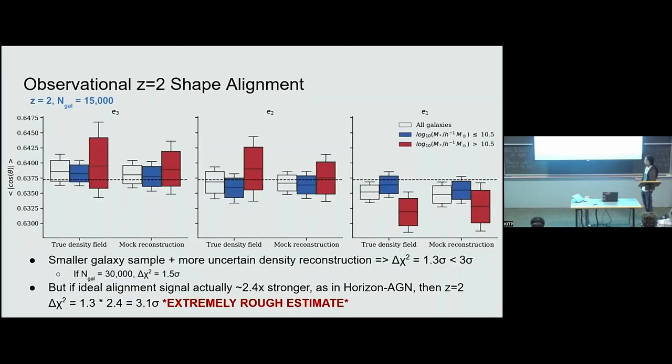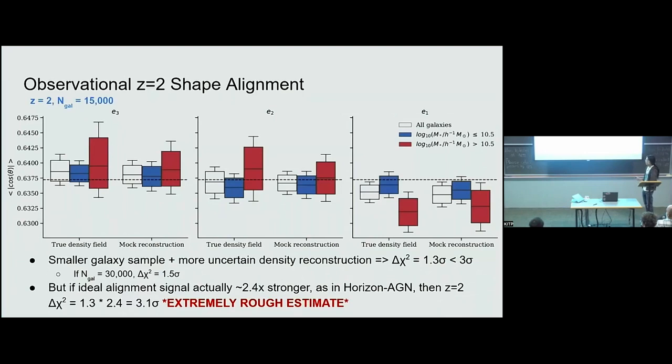However, our picture is more pessimistic at redshift 2, where the fact that we have a smaller spec-Z sample and also more uncertain density reconstruction compared to redshift 1 means that our overall significance for the shape alignment we detect is around 1.3 sigmas, and this doesn't improve by much if you increase the spec-Z sample to around 30,000.